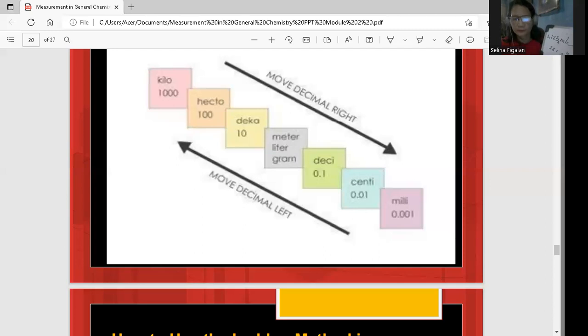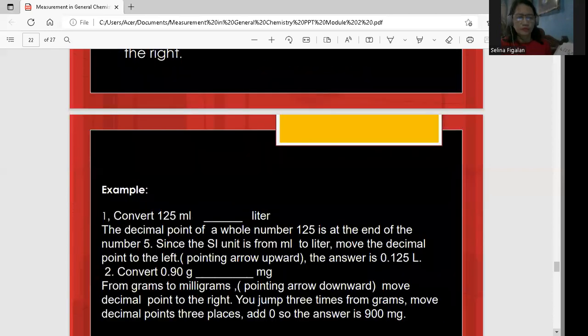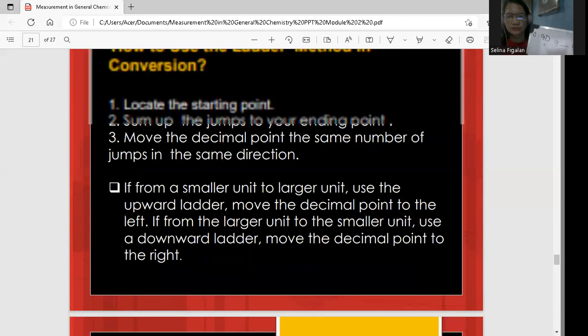Okay, another example. Convert 0.90. Okay, let us see. I have to erase first here with an example. So this is convert 0.90. So this one is 0.90. Sabi niya this is gram, convert into milligram. Okay, so i-convert natin siya into a milligram. Look at this class.